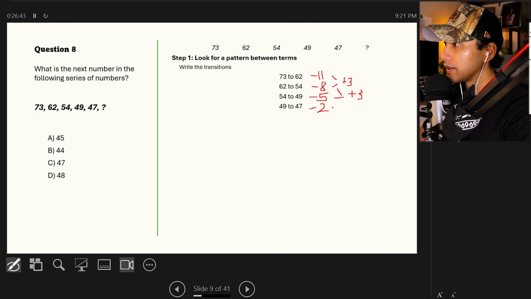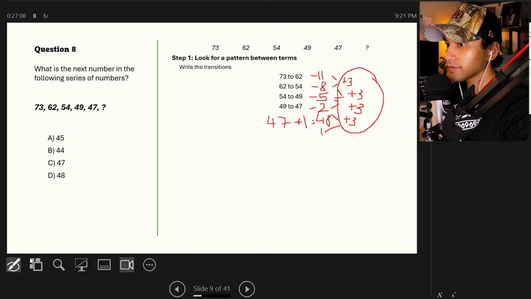Positive 3. Minus 5 to minus 2 is positive 3. So the next number has to be minus 2 plus 3 equaling 1. So 47, right? The next number in the series is 47 plus 1 equals 48. We have to figure out this part right here. All right, let's move on.